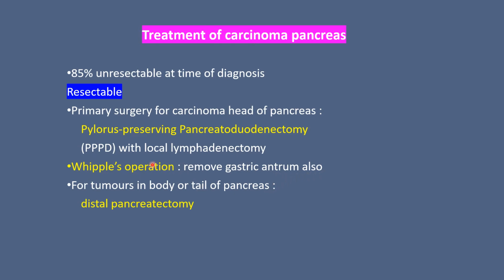And second is the Pylorus-Preserving, which is a modification of Whipple's operation, a Pylorus-Preserving Pancreato-Duodenectomy, okay, with local lymphadenectomy. For tumors in the body or tail of the pancreas, distal pancreatectomy, a lesser procedure, is usually undertaken.